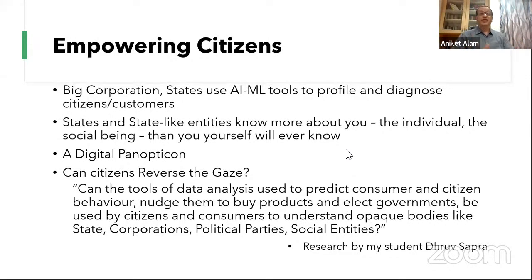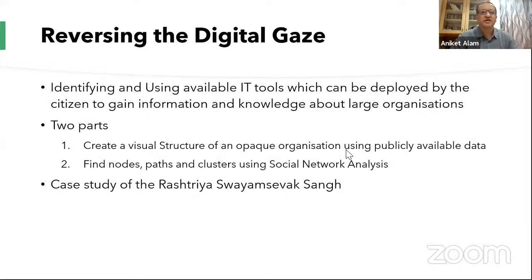But is there something else we can do to deal with this digital panopticon? Can citizens reverse the gaze? Can we do what these big entities do to us as citizens, as consumers, by using those same very tools? Because just like AI is becoming generalized, those tools are getting generalized. It's easy to use. So with another student, I did something similar where we said, okay, let's try and reverse the digital gaze. Can we use available IT tools to gain knowledge and information about large organizations?